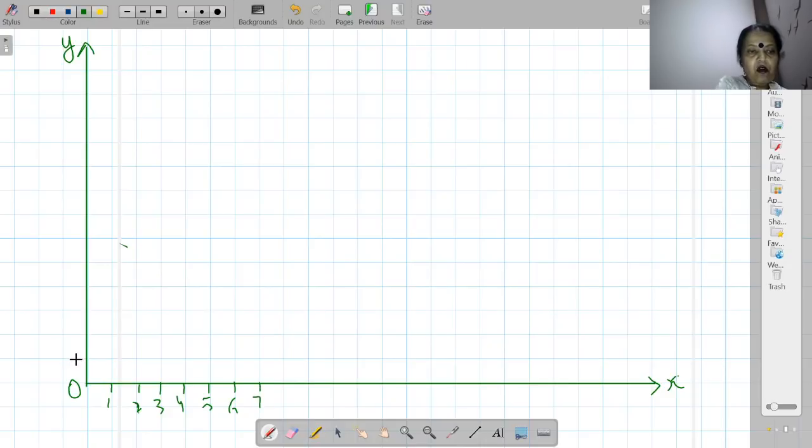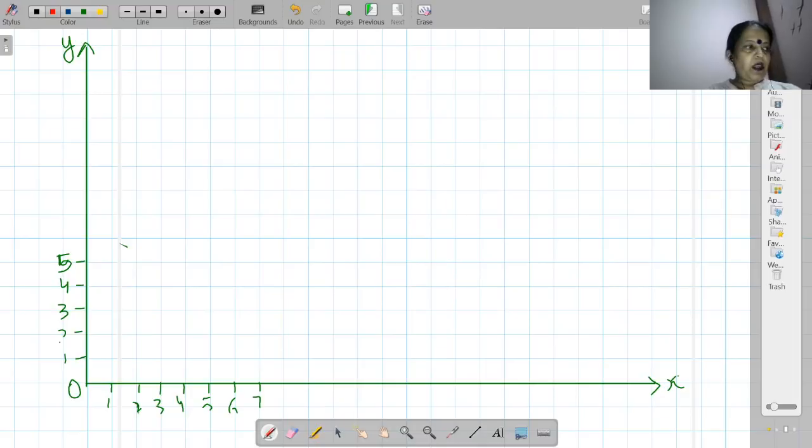Okay. So on both the sides the gap should be equal, equal gap. Now let's go for the question from your chapter, that is worksheet 1, question number 2. Question number 2, you have to plot the points.